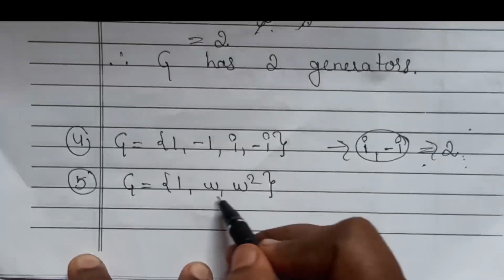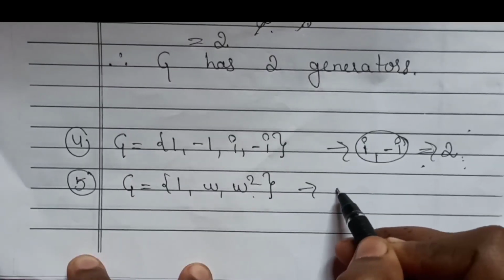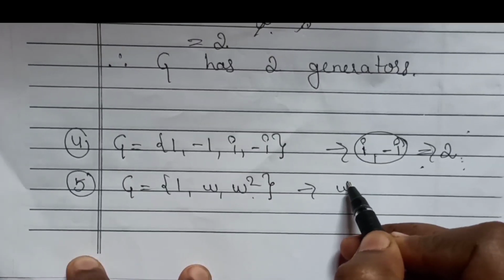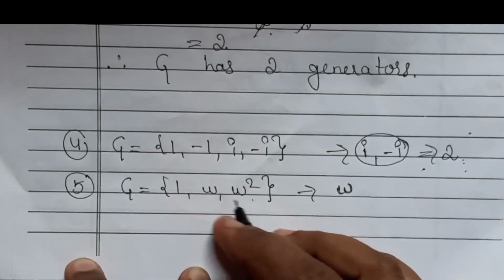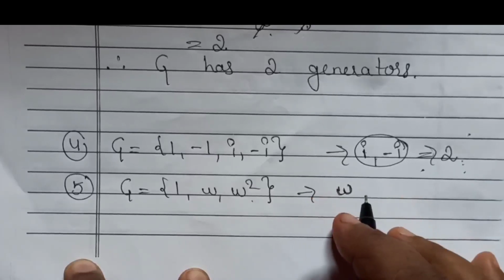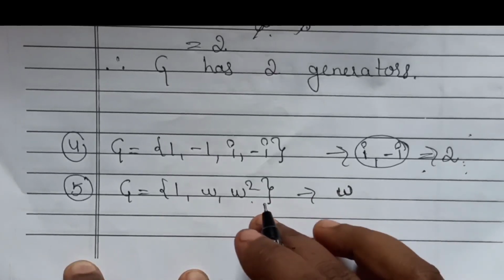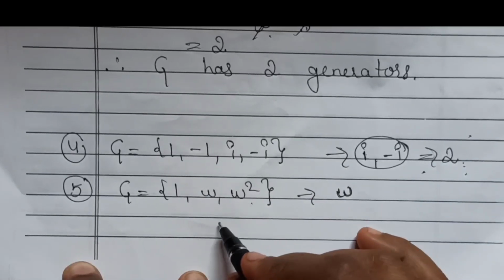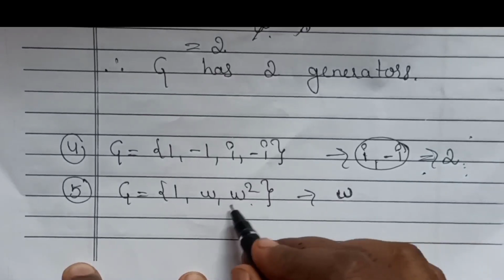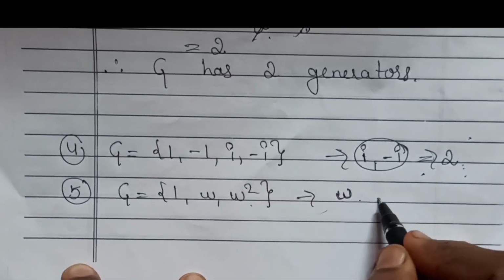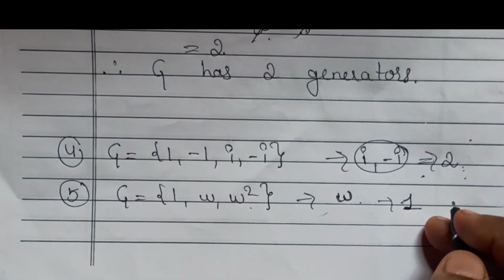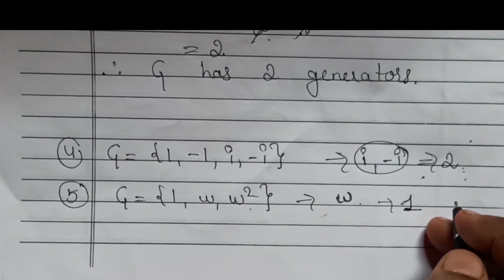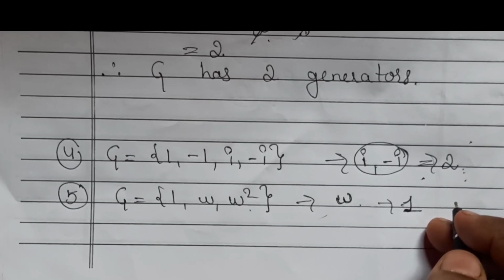So next, in this case we have one generator, that is omega. You saw it in the examples of cyclic groups. By using the formula you will get 1 only. So you try by using this method. Okay, you will get 1 generator. Hope you understand these examples. Thank you.